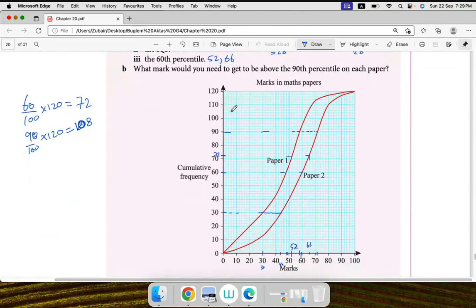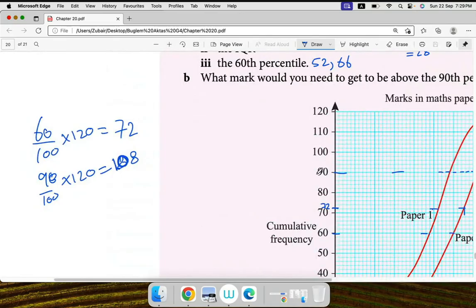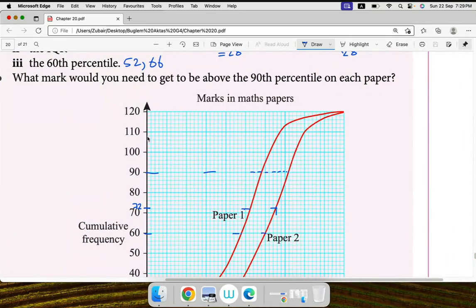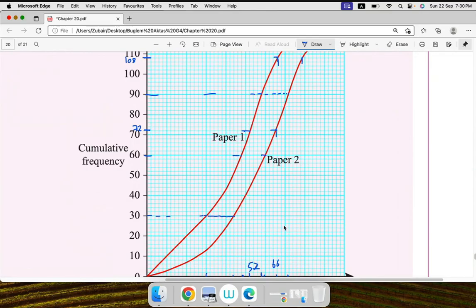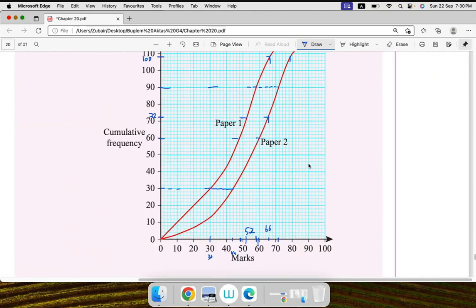So 108 is one box before that. This is two boxes before the center line and one box before this line. So two boxes before that, 66. First paper. Two boxes, yeah, 66.